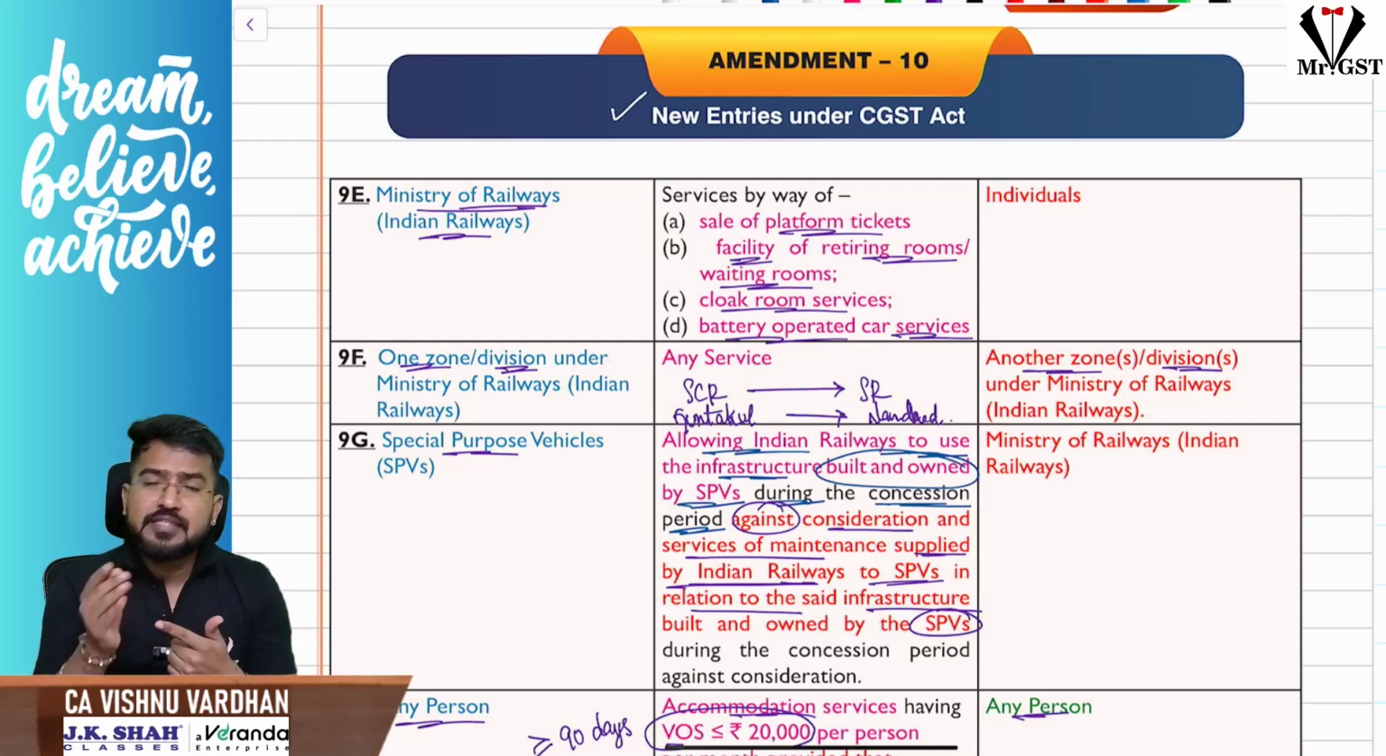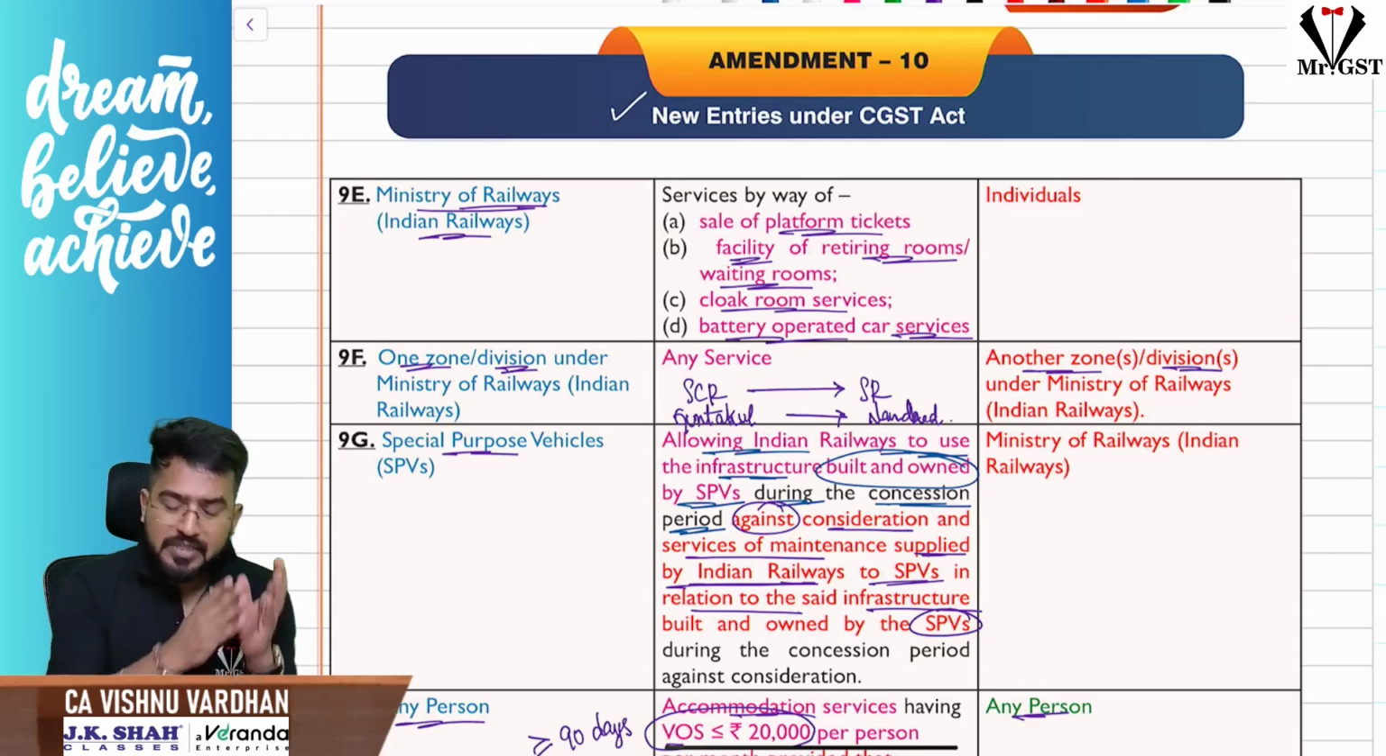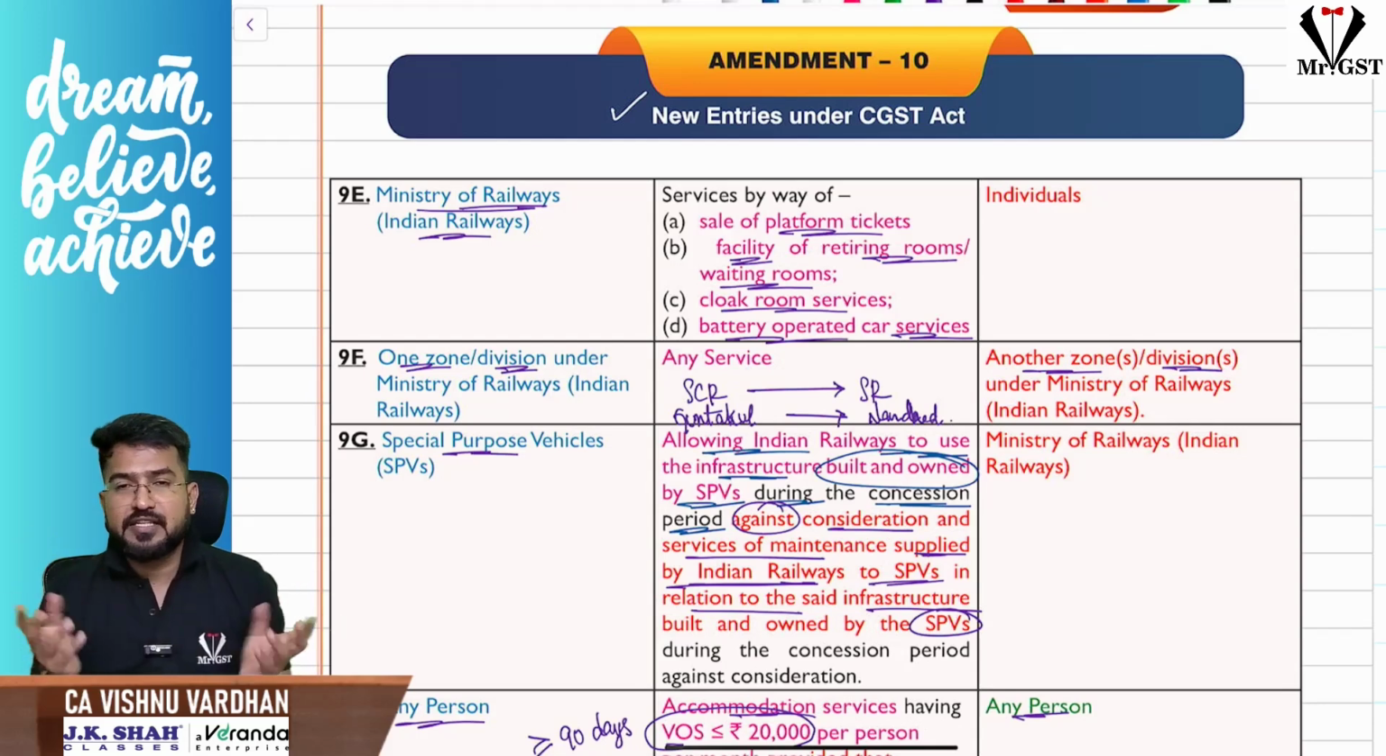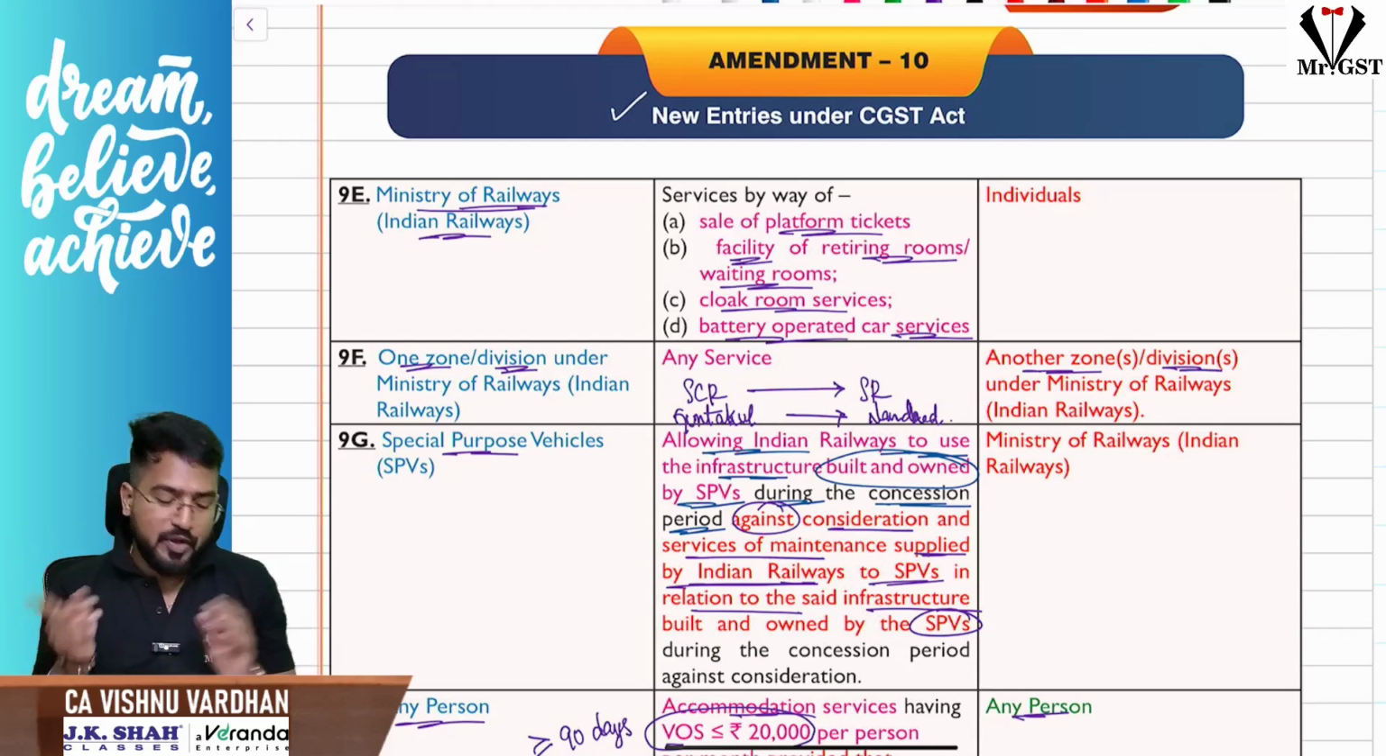Another entry is, sir, there are various zones and divisions in Indian Railways, like for example South Central Railway, Southern Railway, East Coast Railway, and so on. Any services provided from one zone to another zone, or one division to another division, are also exempt under GST. Okay, this is the next one.